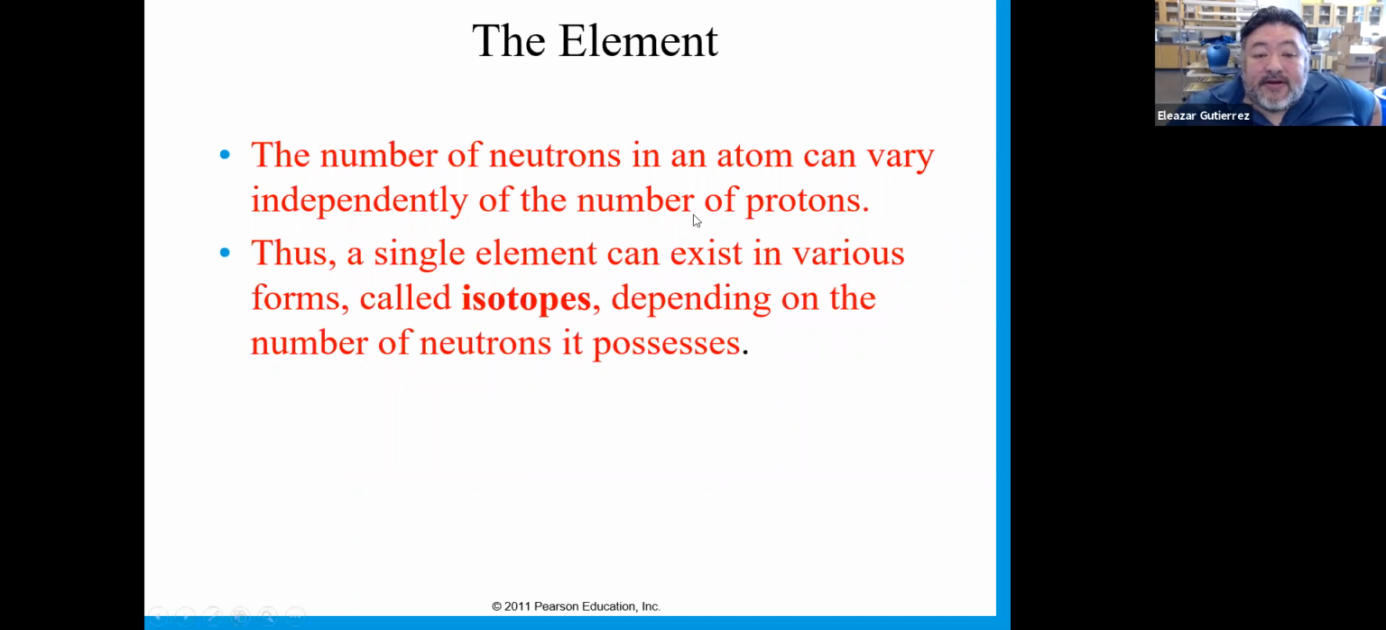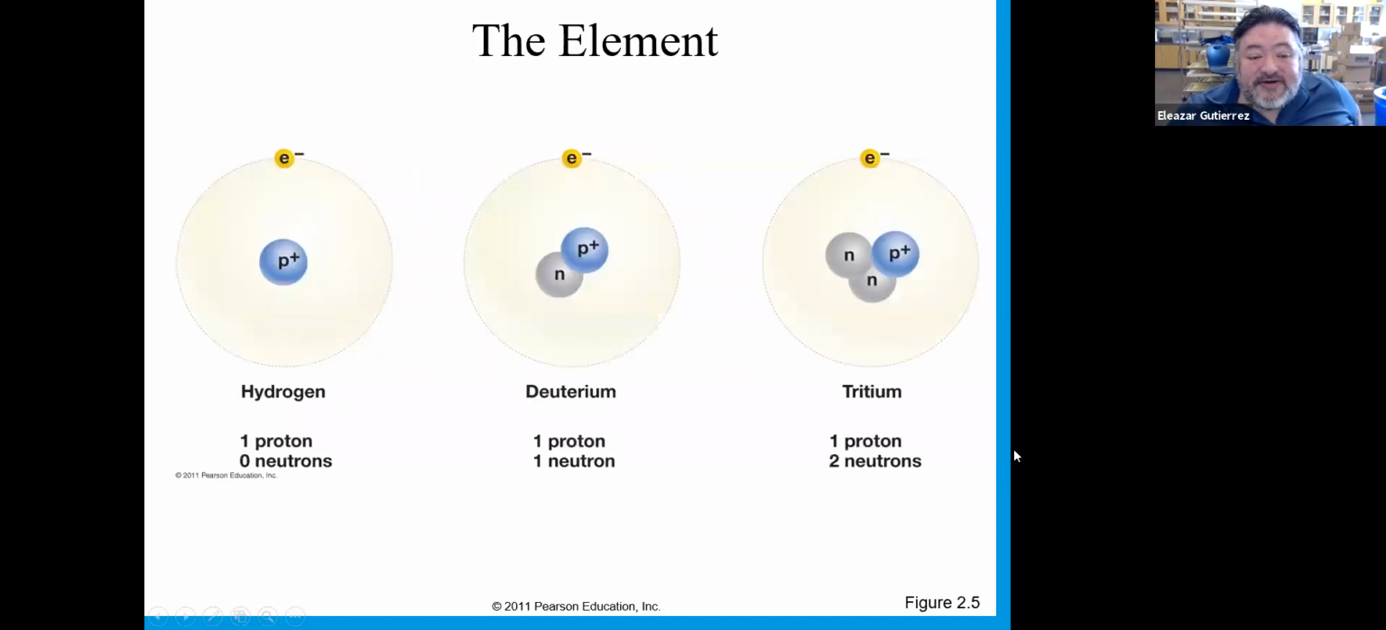Let's see. So the number of neutrons in an atom can vary independently of the number of protons. A single element can exist in various forms called isotopes depending on the number of neutrons that it has. The example that we like to use is hydrogen. So here's hydrogen, and there's three known versions of hydrogen. How do we know they're hydrogen? Saying it yet again, it's got one proton. If it has one proton, it's hydrogen.